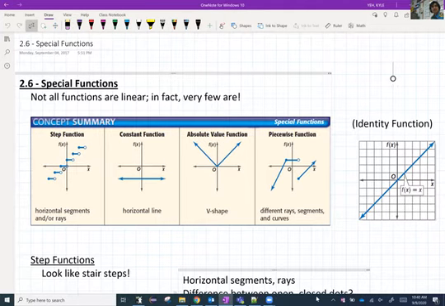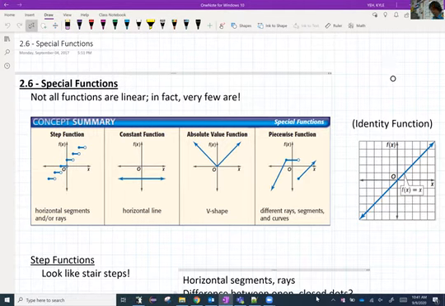So 2.6, the section title is Special Functions, and the reason is they're not all going to be perfectly linear. As it turns out, even though we've been talking about linear functions a lot, not all functions are linear, and in the grand scheme of things, not very many are perfectly linear, one continuous straight line. So we're going to look at some special families and types of functions today.